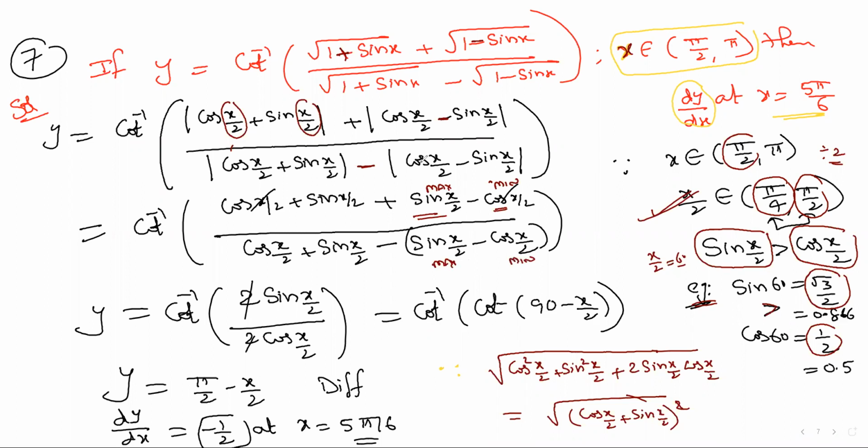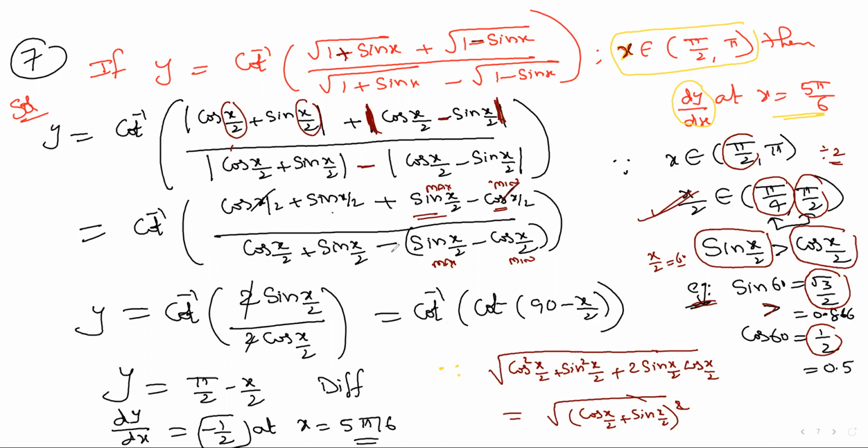Why? Because this total value is positive here. Mod of cos x by 2 minus sin x by 2, so a modulus function is always positive. That's why we should take maximum value minus minimum value. Here the denominator is also the same, so plus, no problem. So cos x by 2 and cos x by 2 get cancelled. Sin x by 2 plus sin x by 2, we get 2 sin x by 2.